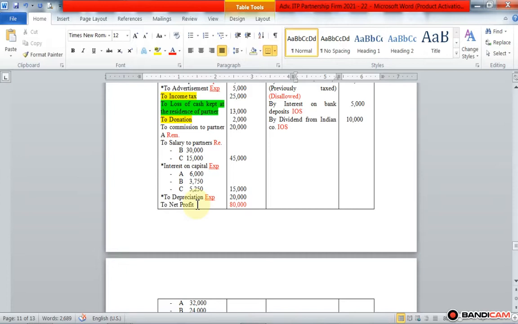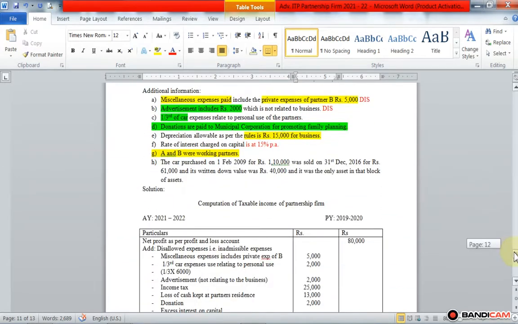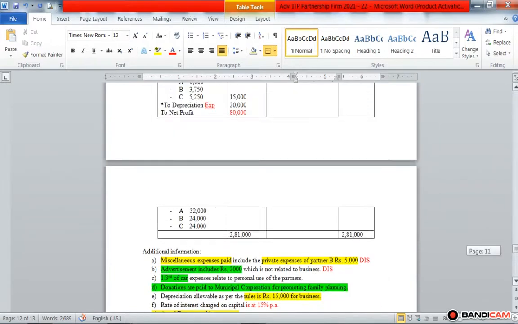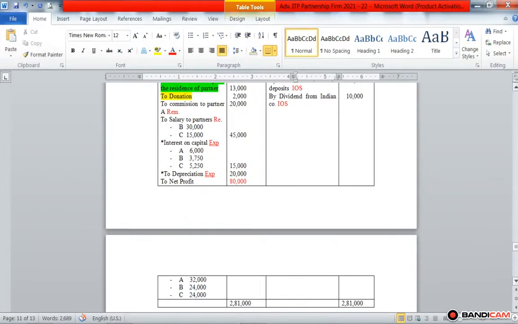So additional information. Depreciation is definitely an expenditure relating to the partnership firm. But additional information is provided on depreciation. So read the additional information number 5: depreciation allowable as per the income tax rules amounting to rupees 15,000 for business. So actual depreciation is rupees 15,000, but the depreciation charged on the debit side of the profit and loss account is 20,000. It means the firm charged excess depreciation on the debit side. So the excess depreciation or excess expenditure is disallowed.